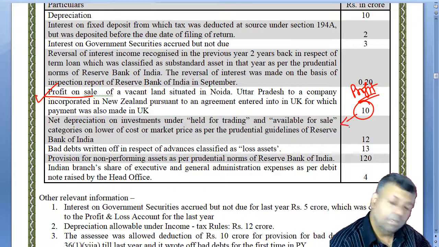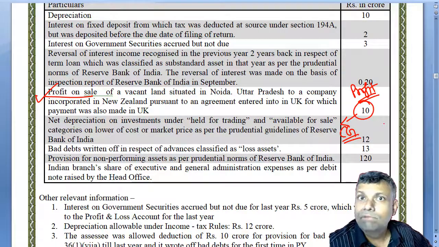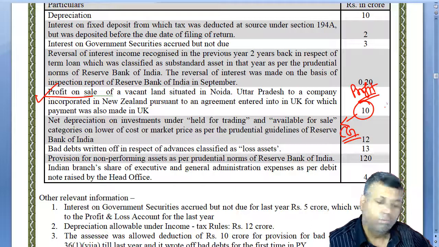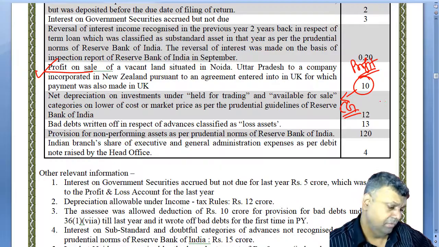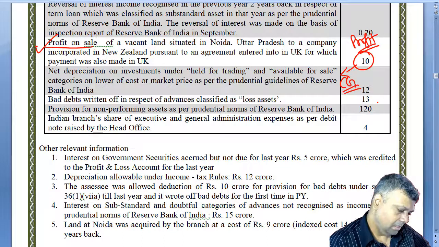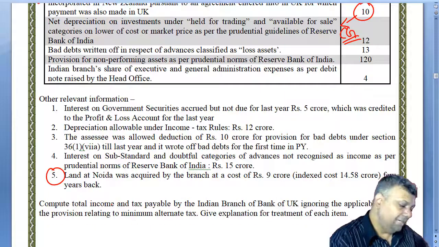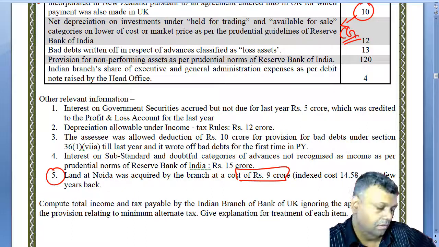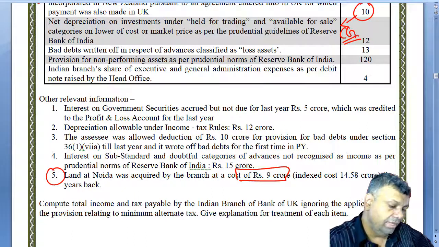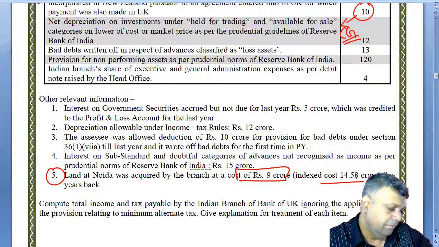Secondly, this figure of 10 will be subjected to the capital gains treatment because it was a vacant land. For a bank, vacant land is not a stock in trade. So for a bank, it is a capital asset. And point number 5, some extra inputs are there. Let us read that. Land at Noida was acquired by a branch at the cost of 9 crores. The cost printed is 9 crores. Index cost is this. So logically, the law is trying to say it is a long term. Few years back.